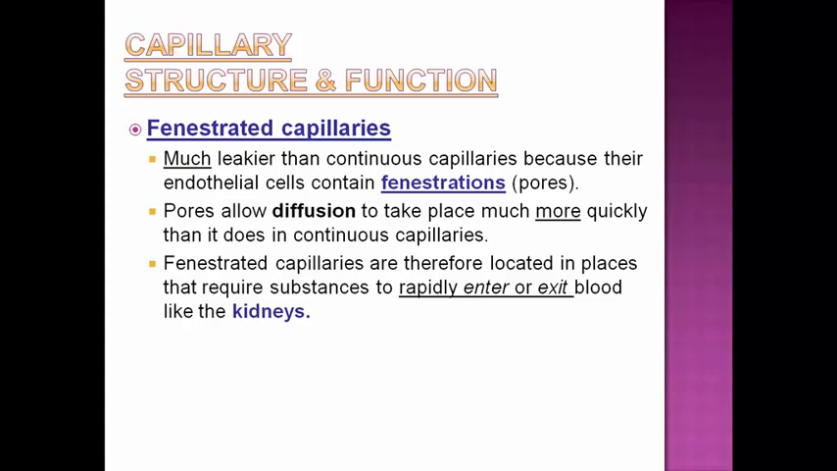So these are much leakier than the continuous because they actually have larger pores or fenestrations. This is going to allow then the diffusion to take place at a very quick rate, and also when compared to continuous capillaries, it's much more quick. We find fenestrated capillaries where things need to enter and exit the blood from the capillaries and from the interstitial fluid back and forth, like the kidney. So the kidney tubules usually are going to have fenestrated capillaries.